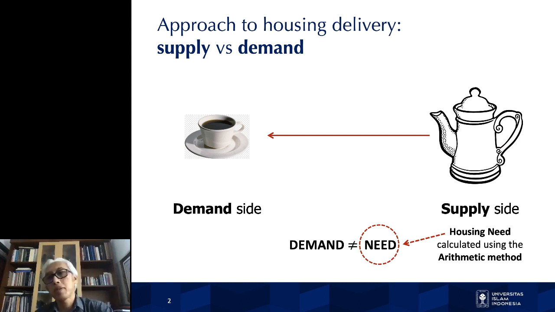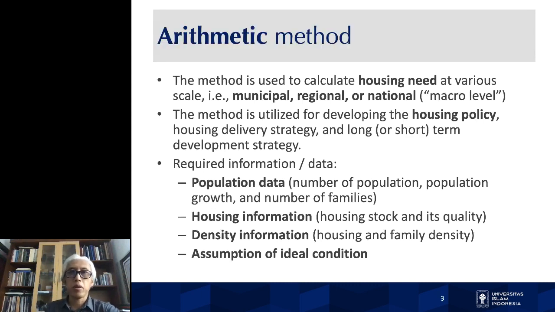So, the supply side will determine the housing need, calculated using the arithmetic method. And you see, demand is not the same as need. Okay, let us explore more on the arithmetic method. The method is used to calculate housing needs at various scales: municipal, regional, or national. We often call it the macro level. This method is utilized for developing housing policies, housing delivery strategy, and perhaps long or short-term development strategy.